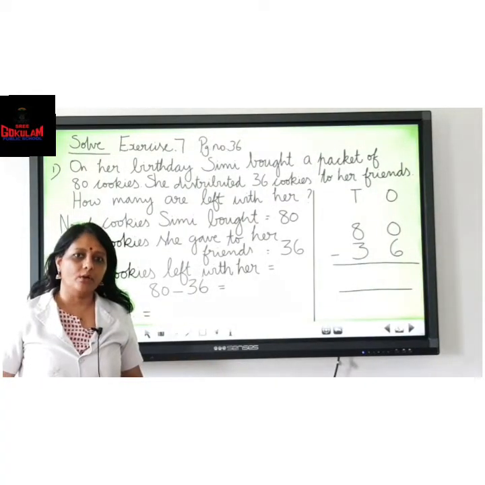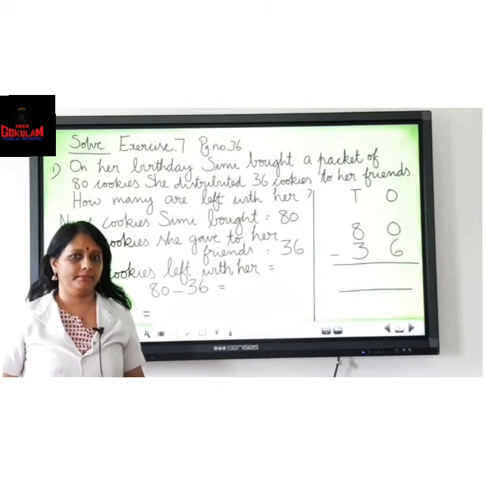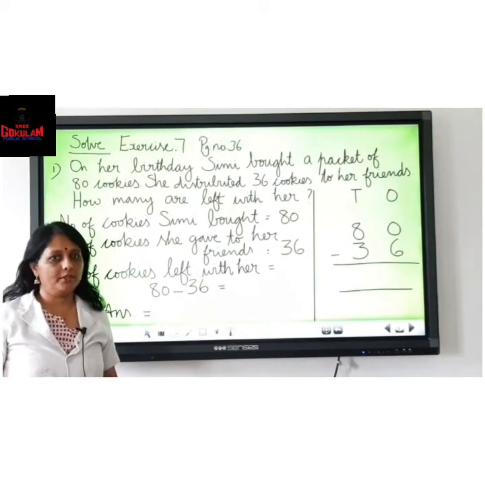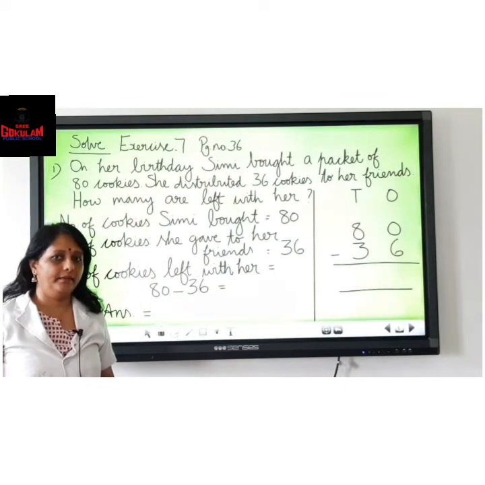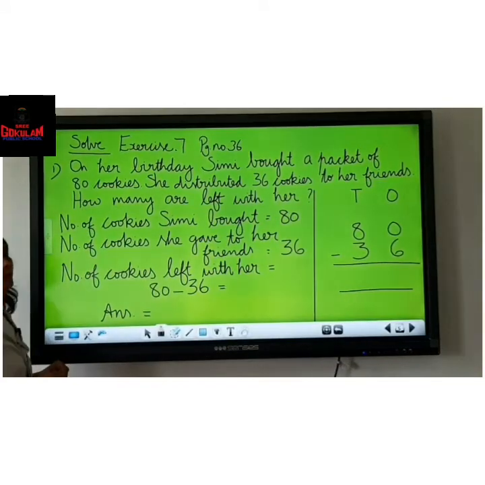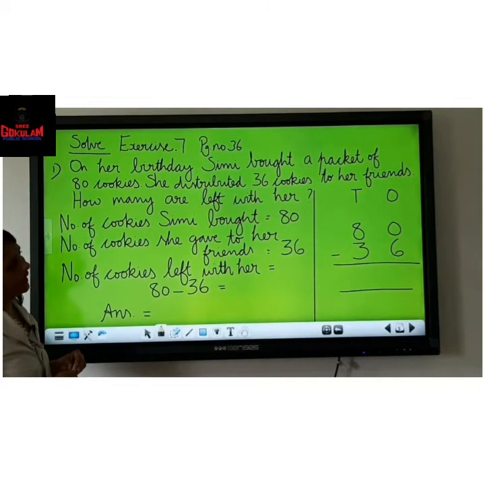Now, let us solve some word problems, story sums. This is there in your textbook, page number 36, exercise 7. You will find all these questions. Okay? Question number 1 is, on her birthday, Simi bought a packet of 80 cookies. She distributed 36 cookies to her friends. How many are left with her?